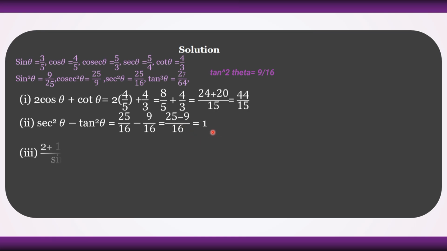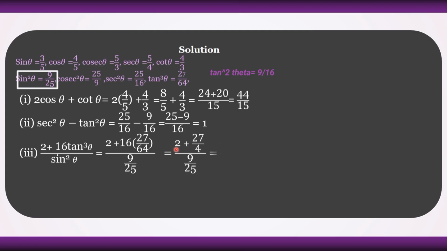Now to the third question, we have 2 plus 16 tan cube theta over sine square theta. Now you have your 2, you have your 16. What is tan cube theta? Tan cube theta is 27 over 64 here. And your sine square theta is 9 over 25. Now you have 2 plus, what is 16 divided by 64? You have 4. So that is why you have 27 over 4 here.